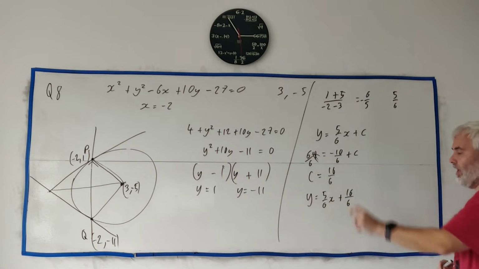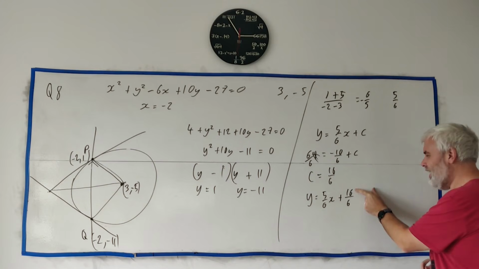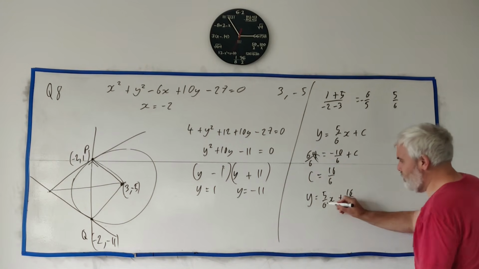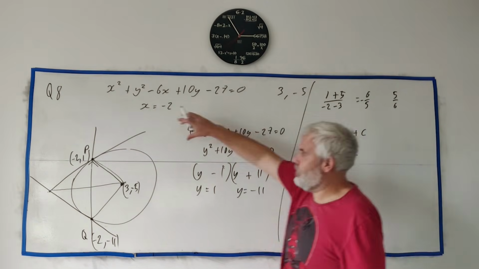That's the equation of that line. I realise I could change this to 8 over 3. I'll leave it as 16 over 6, so these are both 6's, even though it doesn't look like it. That's the equation of this line.